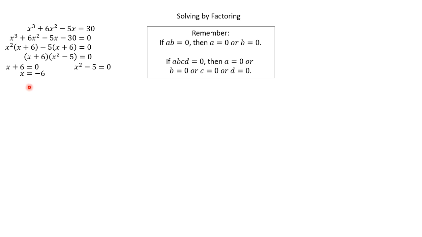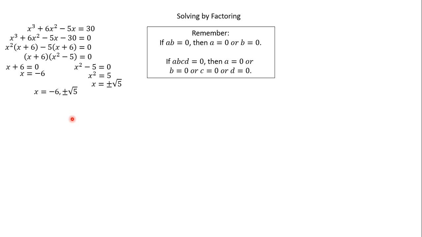If x plus 6 equals 0, that means that x equals negative 6. Easy enough, just subtraction. If x squared minus 5 equals 0, that means x squared equals 5. Square root both sides to get x equals plus or minus the square root of 5. Remember, when we square root both sides, we need plus or minus. A number of people lost some really easy points on that last test by just not putting a plus or minus sign. And so we have our 3 roots: x equals negative 6, or positive root 5, or negative root 5. So that's one example of solving by factoring.